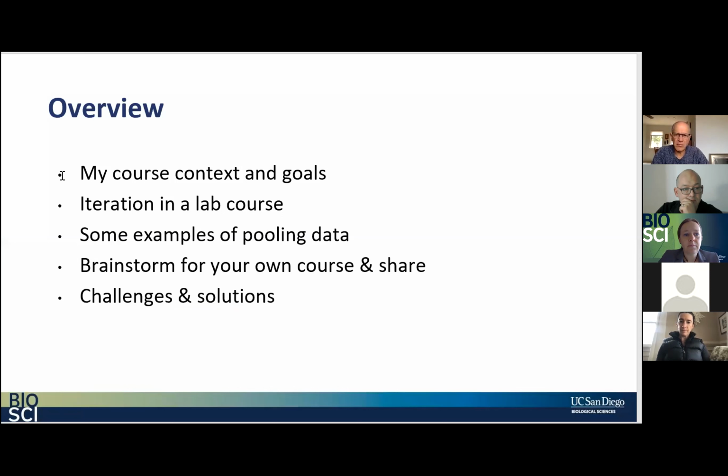So, just for an overview, I want to briefly go over my course context and goals, just to provide that background information, and then briefly what I mean and think about when I'm considering iteration in a lab course, and some examples of pooling data that we've done in my lab course, and then spend some time where we can brainstorm and share our ideas with one another. And that will include some discussion of challenges or things we're concerned about and possible solutions. And then if time permits, I'll just briefly share some outcomes from what's been happening in my course.